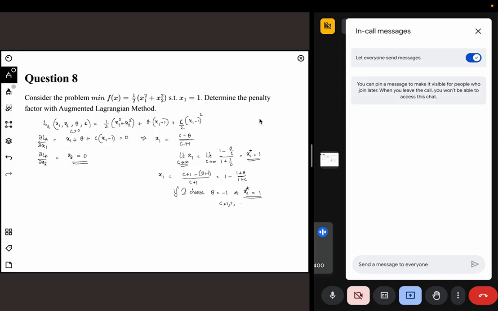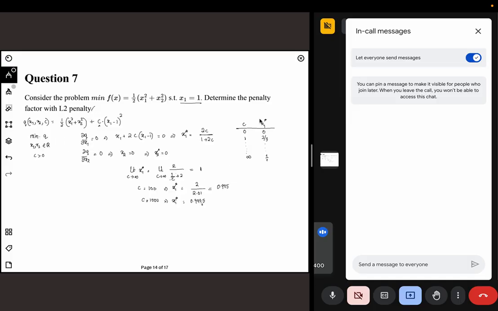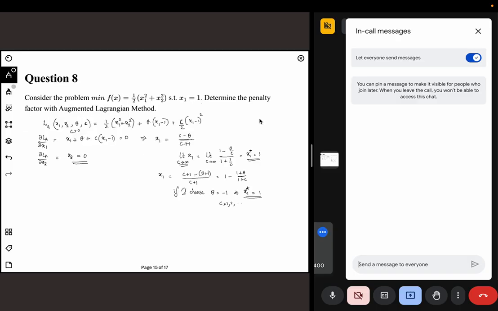So now you can see the benefit of the Lagrange method. In L2 penalty, I'll always lose precision as long as I take a finite value of c. That loss of precision is not encountered in the augmented Lagrange method. So I can choose any c and still get 100% precision. I can always get 1 exactly. This is the main advantage we are getting.